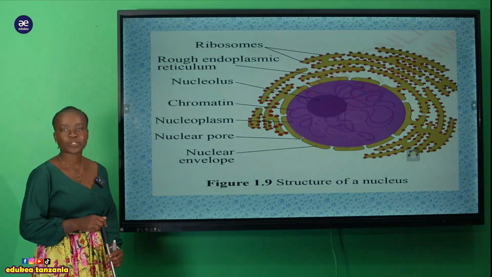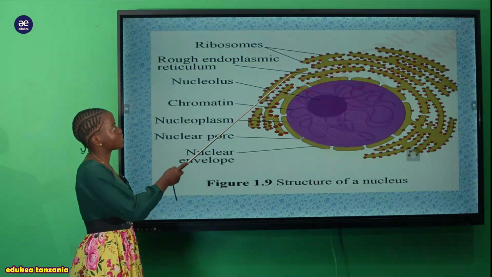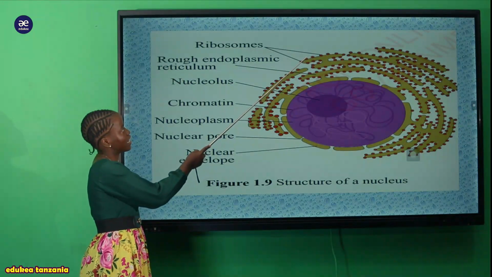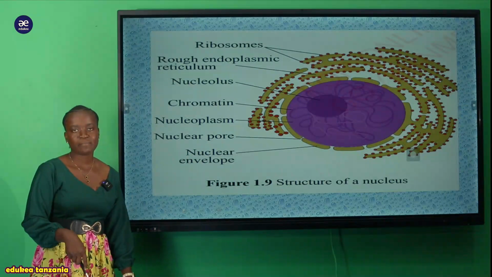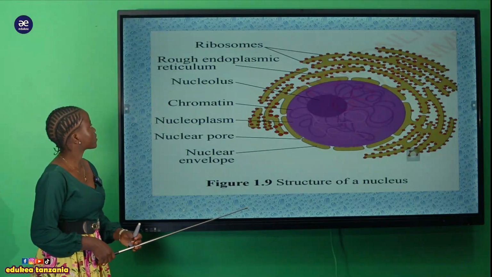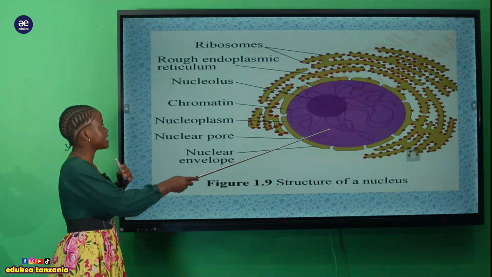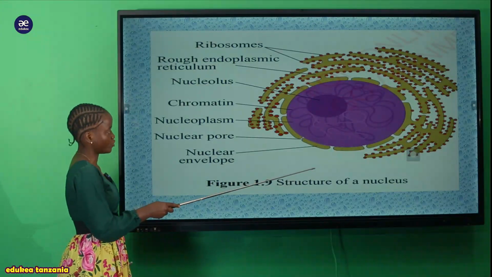Why is it called a rough endoplasmic reticulum? It is called rough just because it contains these ribosomes. So now you can see these small ribosomes. Ndio ambayo ina bring about a rough endoplasmic reticulum. But also on the outer structure now, let's discuss the structure which is the nucleus.